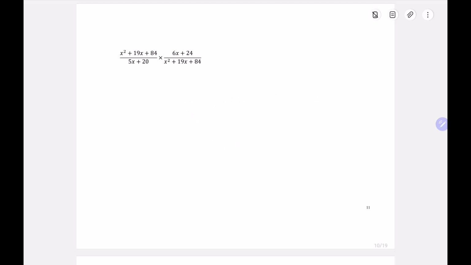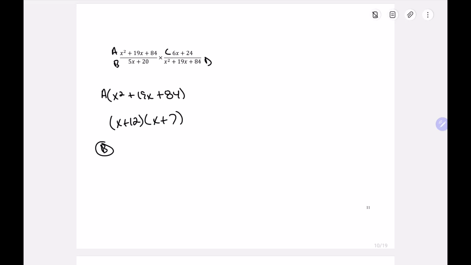So in this one, we're given x squared plus 19x plus 84 all over 5x plus 20 times 6x plus 24 all over x squared plus 19x plus 84. And so we can see that we can do a, b, c, and d. For a, we know that we have an x squared plus bx plus c form. So we have x squared plus 19x plus 84. If we look at the factored form for that, we would have a positive 12 and a positive 7. We would have an x plus 12 and an x plus 7.